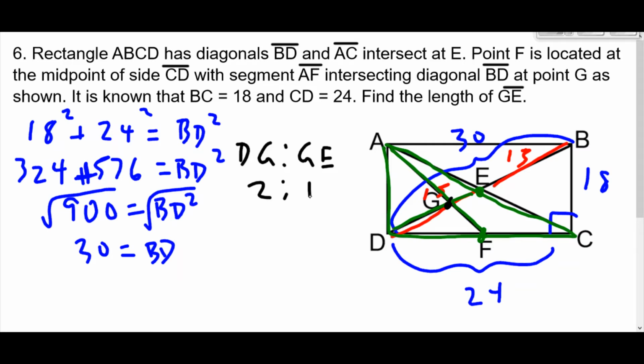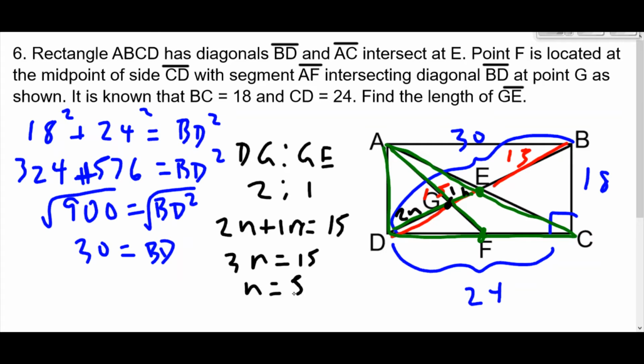But we also know that DE is going to be 15. So we'll make this 2n and this 1n. So 2n plus 1n equals the full length of the segment, which is 15. Therefore, 3n equals 15. n is equal to 5. So that tells us, since GE is 1n, GE is equal to 5 units. Okay, all right. So that helps explain our situation for question number 6.